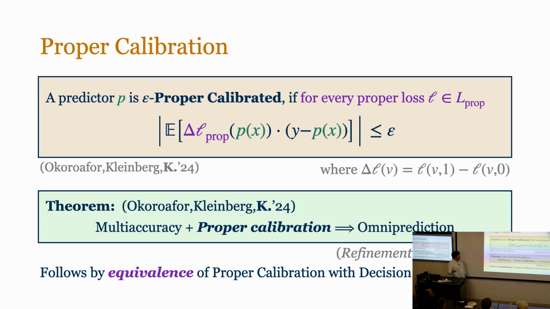And what we show is that this notion of proper calibration is actually sufficient to achieve omniprediction. Whereas previous works achieved multi-accuracy plus L1 calibration implies omniprediction, we show that proper calibration suffices. Was there a max over theta? Yes, exactly. But it's one-sided. It could be two-sided. The definition will be the same up to a factor of 2, and we're not worried about that here.